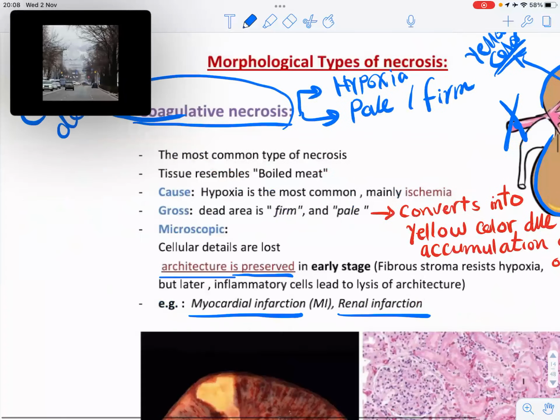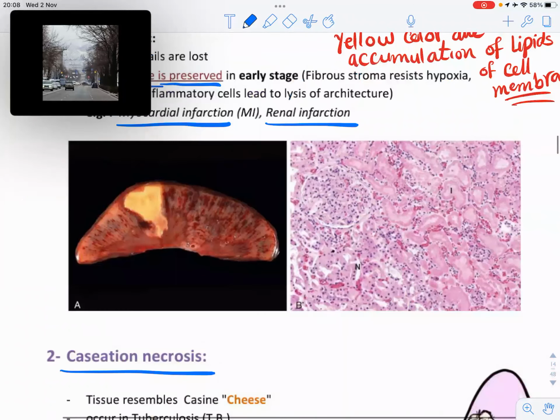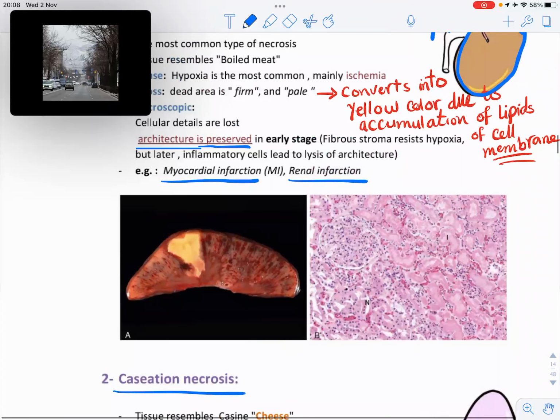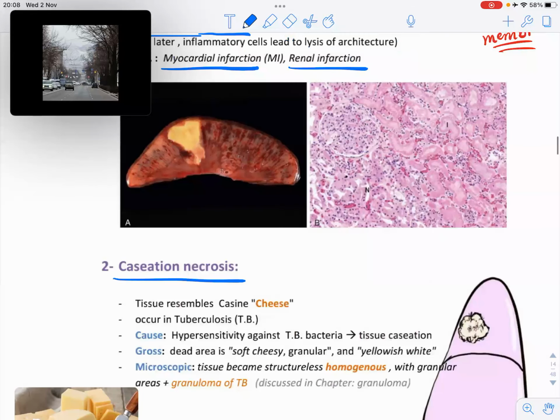Okay, an example: myocardial infarction and renal infarction. Myocardial infarction, which you will take in cardiology, is pale in color in the early stage, but in the late stage, it's yellow in color.